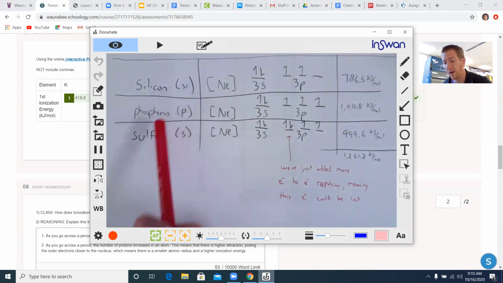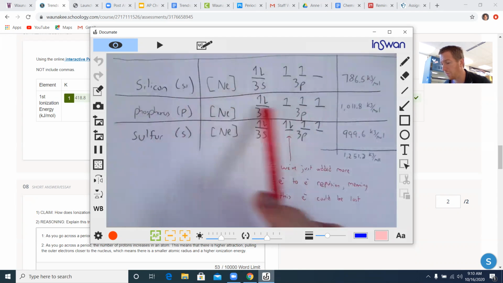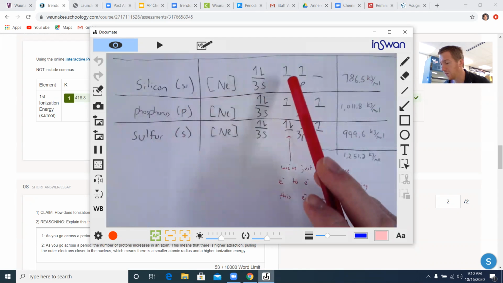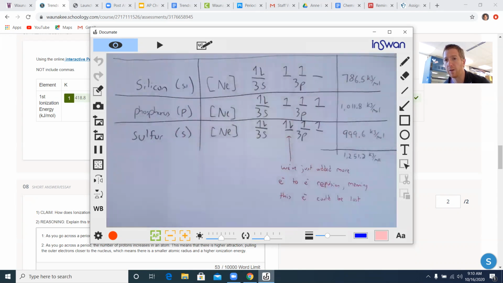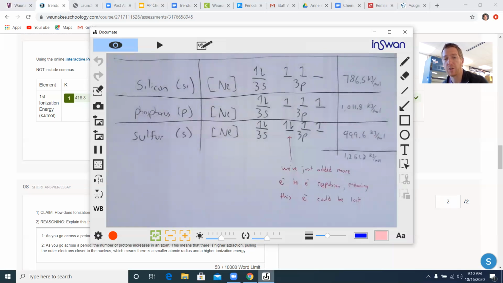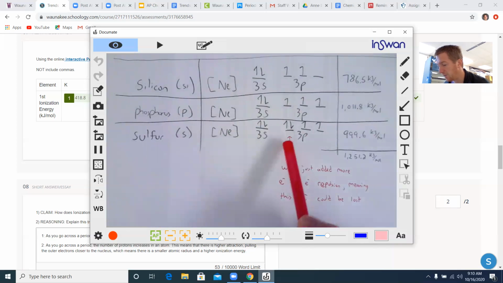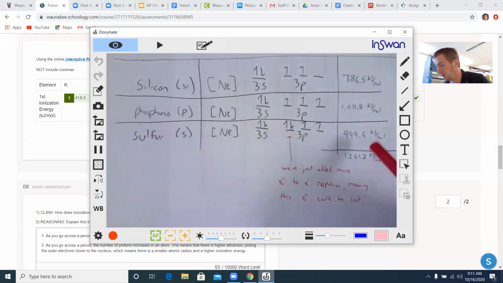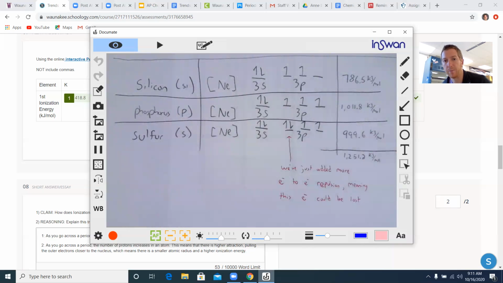I've shown silicon, phosphorus, and sulfur with their orbital notations. Notice silicon has 2 electrons in the 3p and an open suborbital. Phosphorus, the next element, has 1 more electron to fill that suborbital. But once sulfur has to add a 4th electron in the 3p, there's more repulsion because I have 2 electrons in the same suborbital. That additional repulsion is going to make those electrons not be as tightly held by the nucleus. Therefore, the ionization energy drops a little bit.